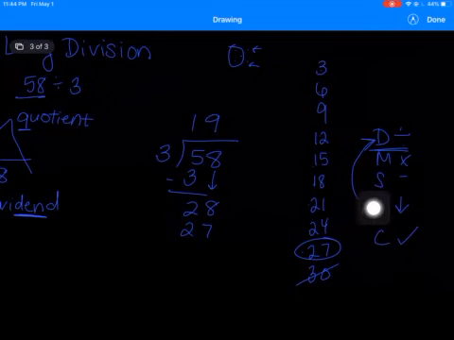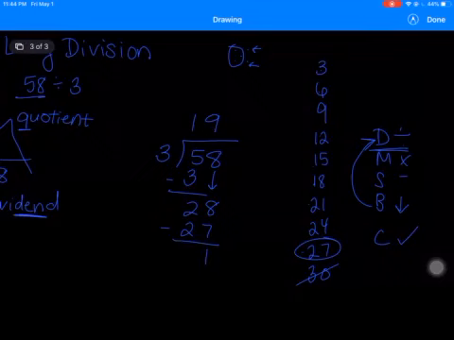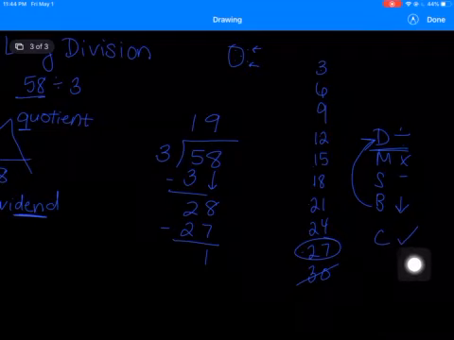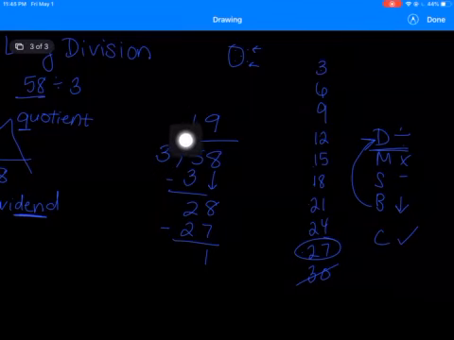So I'm now ready for this subtract step again. I'm now doing 28, and I'm subtracting 27, and I just have 1 left. Okay, do I have anything else to bring down? I'm on the bring down step. I don't have anything else up here, so I'm done bringing things down. I'm now ready to check, and we're going to talk about what that means as soon as we get the answer sorted out here.